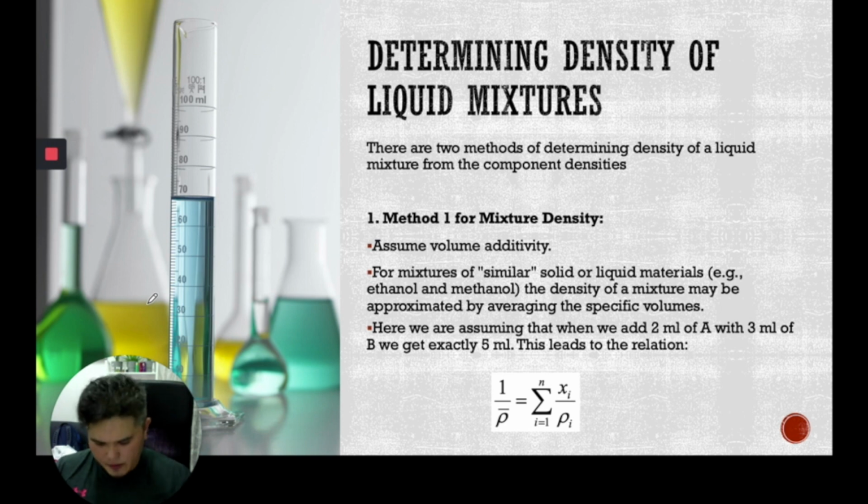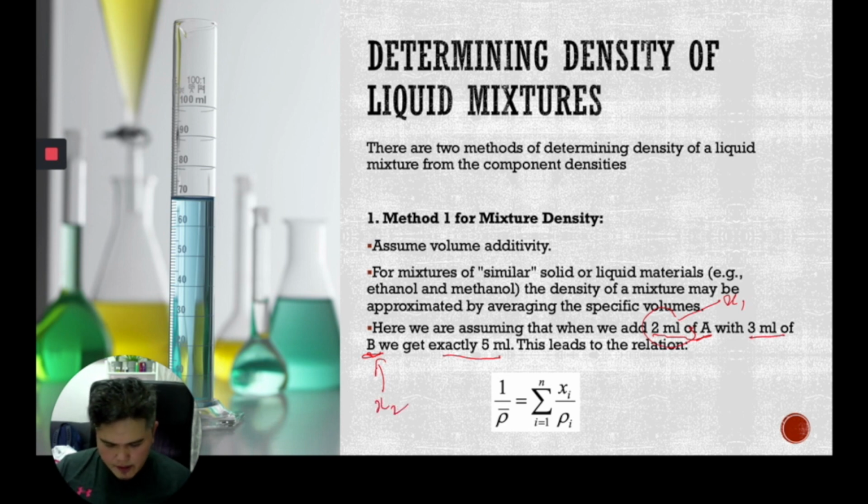So let's say you have two components. You have 2 ml of A and then you have 3 ml of B, where you exactly get 5 ml. Somehow we need to know the density. In order for us to determine the density of that, we need to know the mole fraction of A, and then with B itself, we need to know its mole fraction. So let's say we get these as X1 and X2.